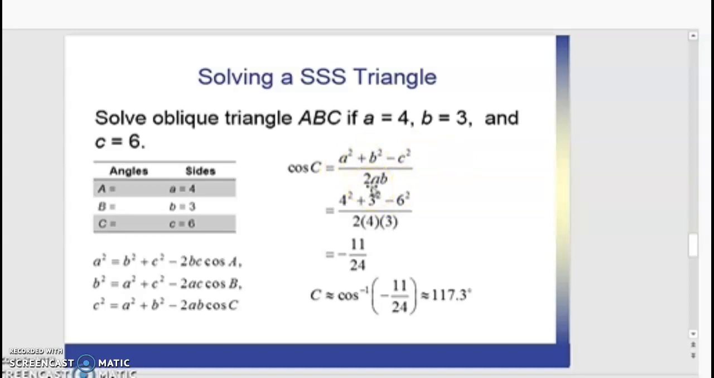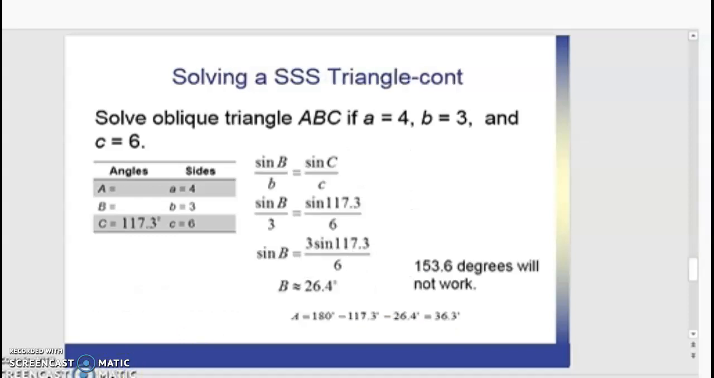Well, now that the formula is solved for the cosine of C, we plug in the given values for A, B, and C. Use the order of operations to simplify. It gives us negative 11 over 24. That is the cosine of C. To go from the cosine of C to the measure of angle C, using your calculator, of course, you just enter the inverse cosine of negative 11 over 24 for the final approximated answer, because we are rounding to one place behind the decimal, of 117 and 3/10 degrees.